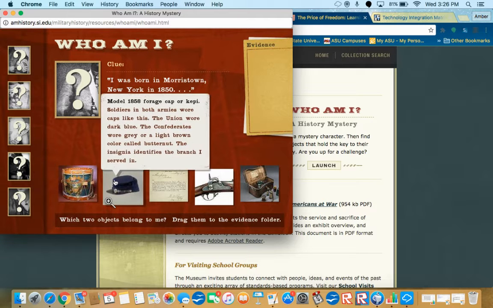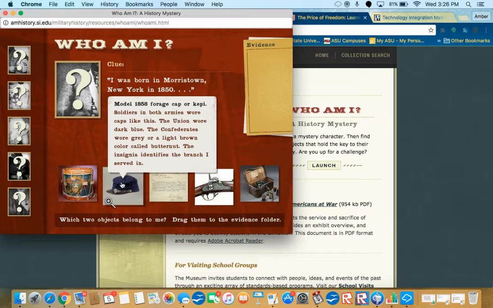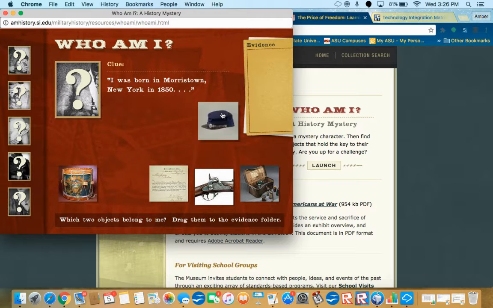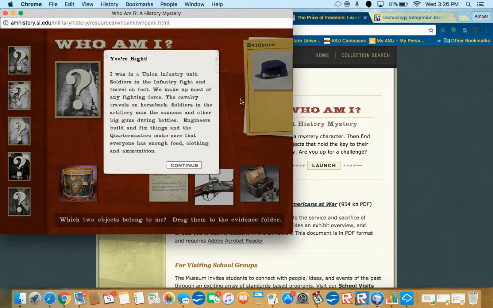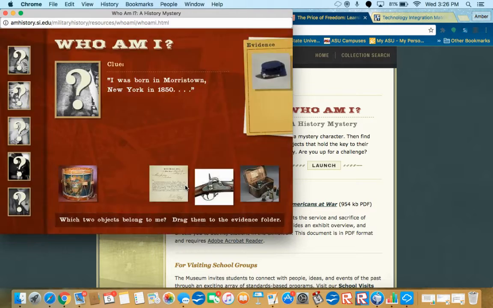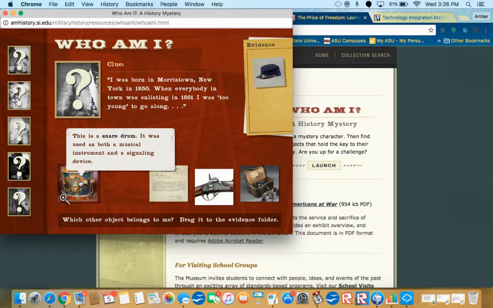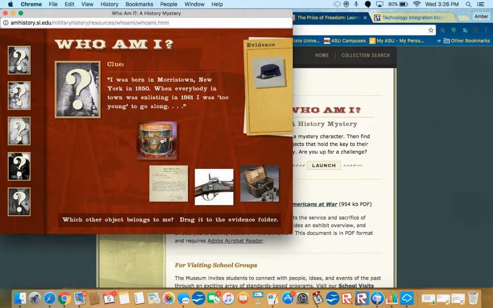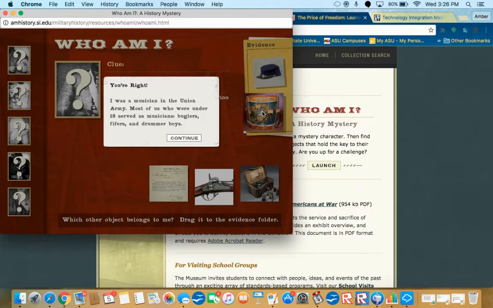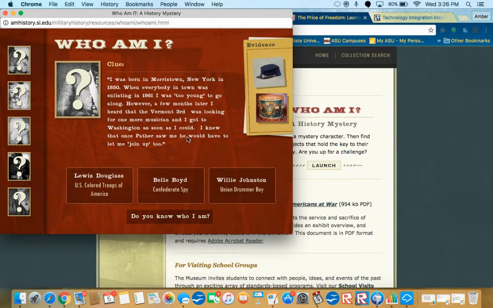So since we know he's a Union soldier and this is a Union cap, I'm going to put this in my evidence pile. So yes, I was in the Union infantry unit, so we were correct there. And there's some information there. It says this is a snare drum. It was used as both a musical instrument and a signaling device. Okay, well, he was young, so I bet he could have been a drummer. So let's try that as the evidence. You're right. I was a musician in the Union Army. Okay, so we were right both times.